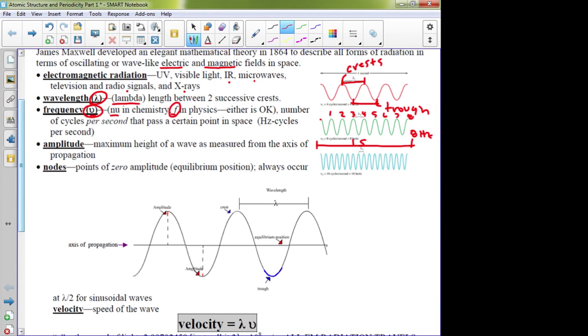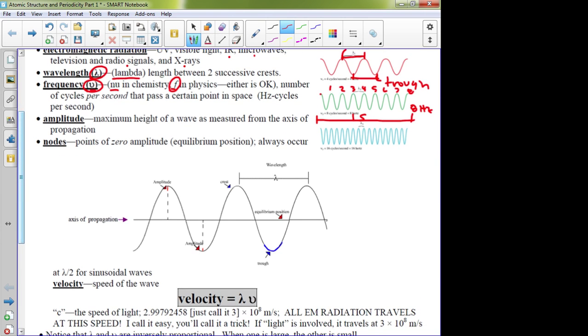Everybody good? All right, amplitude is the height of the wave, and we measure the height of the wave from the axis of propagation. That's a fancy word for saying we drew a line through the middle. So here's your axis of propagation. Your amplitude is just your height from the axis of propagation up to the very top of the crest, or you could do it from the axis of propagation to the bottom of the trough. That is your amplitude.